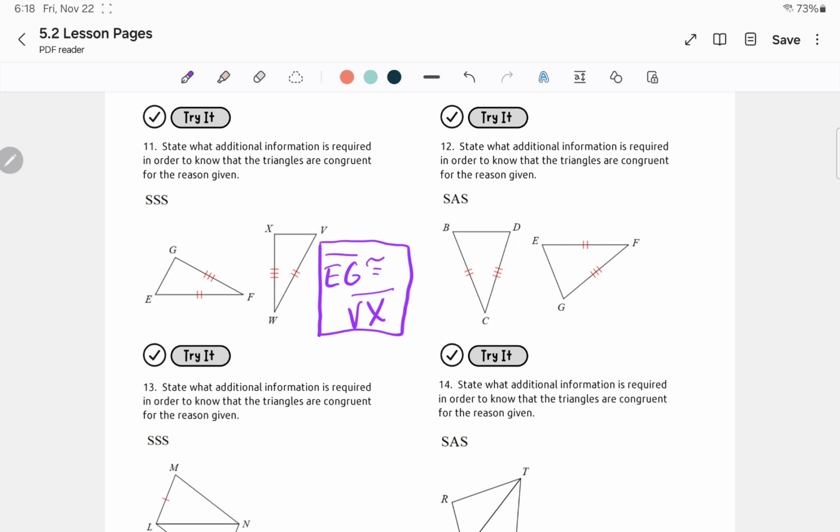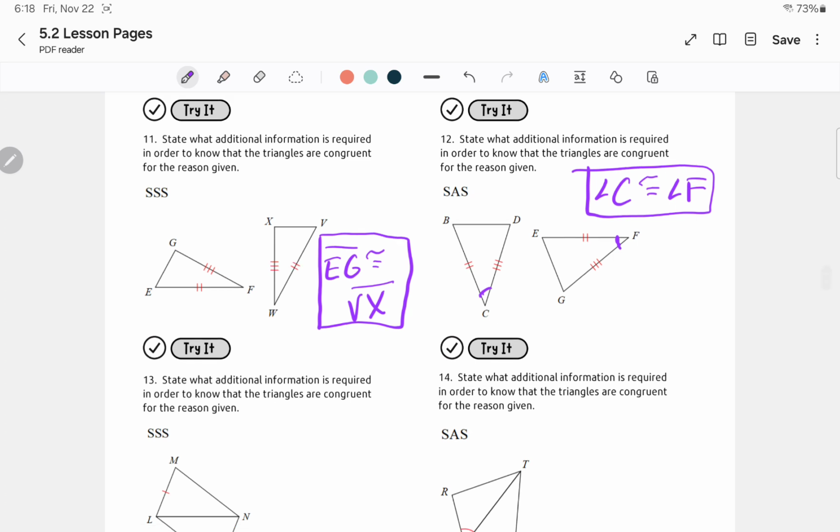All right, number 12. This one is side angle side. So we have the two sides. Now we need the angle in between the two sides to be congruent. So that would be this angle right here and this angle right here. So angle C would have to be congruent to angle F.